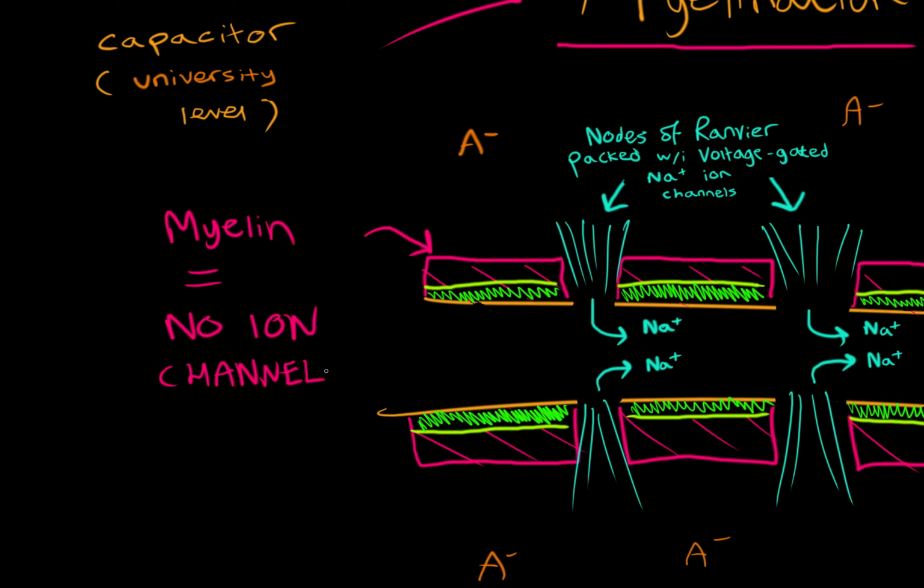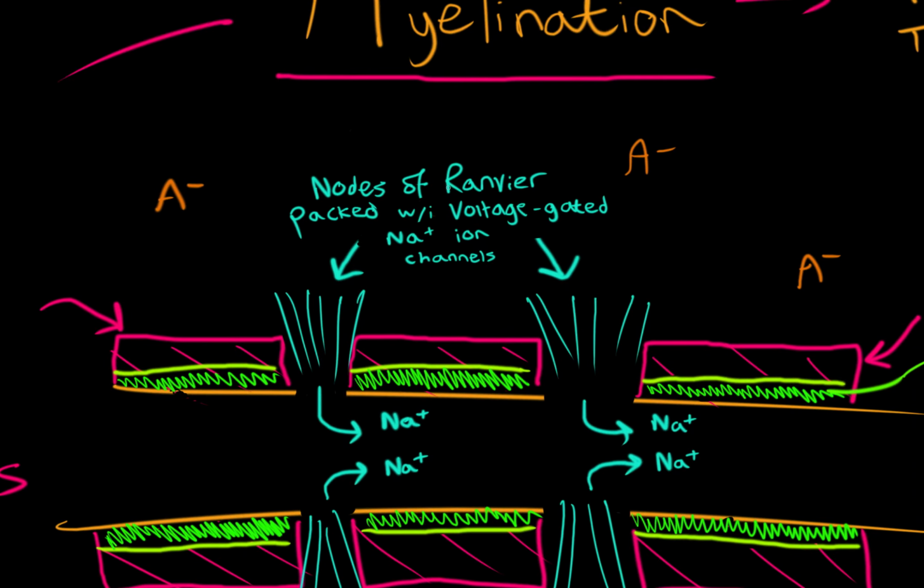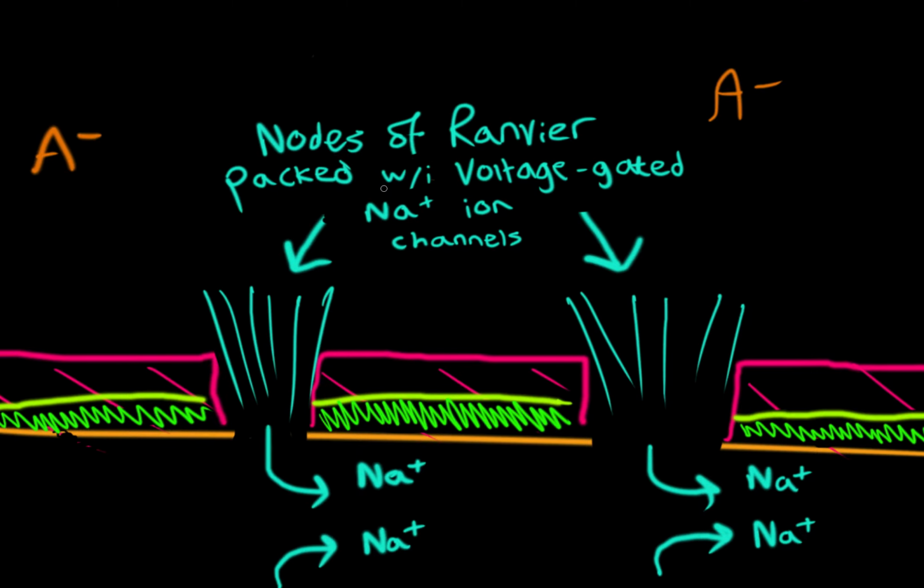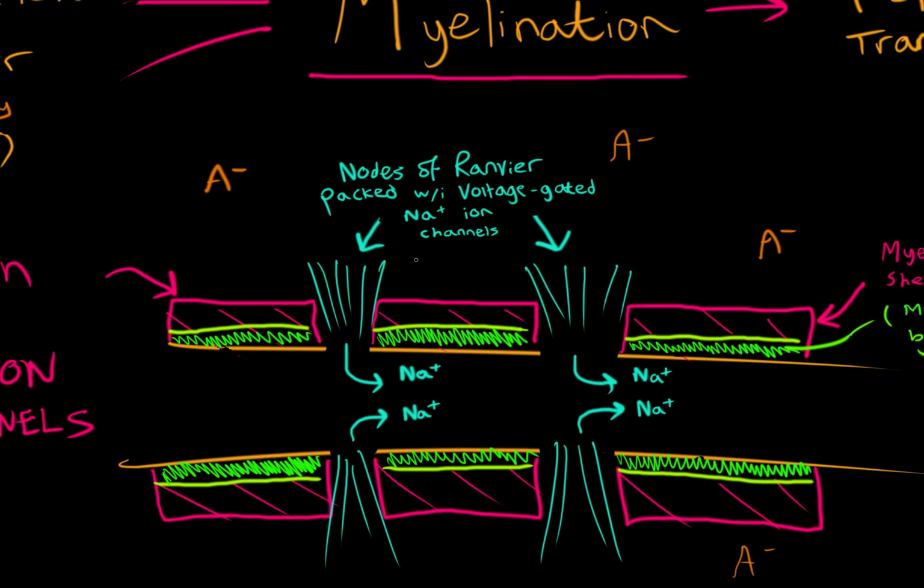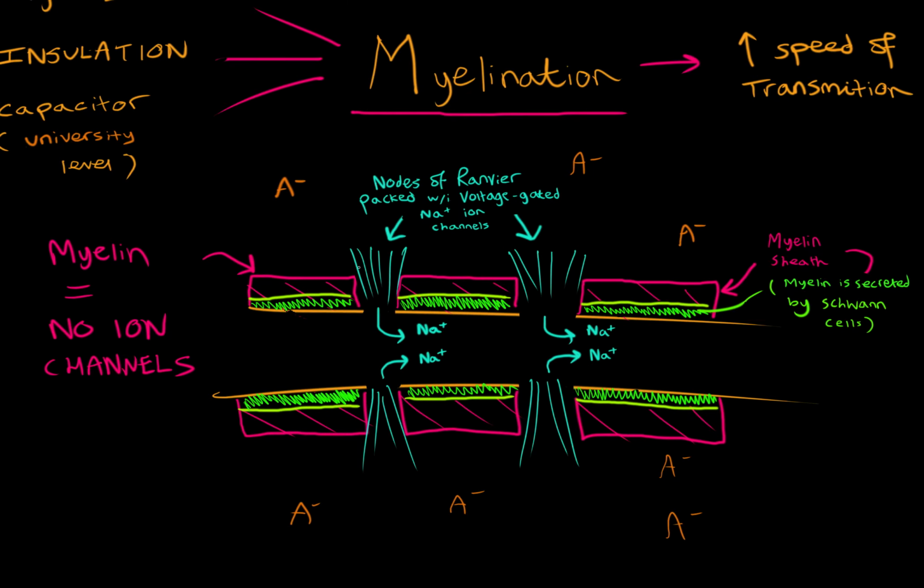So why is this important? Well, the ion channels have to be present somewhere, and the place that they are present is in the area where there is no myelin, and we call these areas the nodes of Ranvier. That is a key term. You should note that down. And at the nodes of Ranvier, you have loads and loads of voltage gated sodium ion channels present to allow depolarization in these regions.